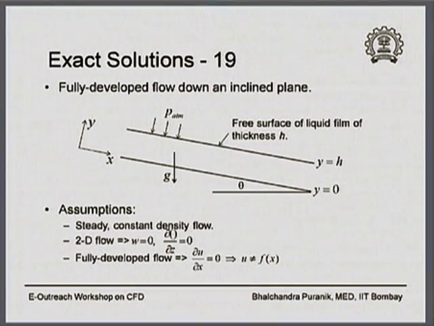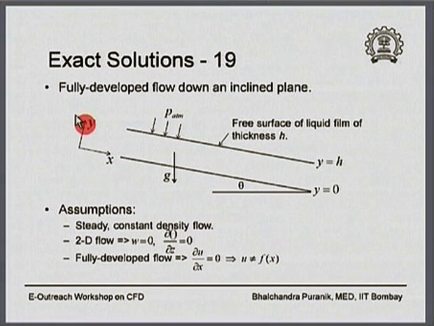Okay, so welcome back. Here is a situation which is what we call a fully developed flow down an inclined plane. What we have, as my highlighter is tracing right now, is an inclined plane, inclined at an angle of theta with respect to the horizontal. Gravity is acting vertically downwards. The coordinates are chosen such that the x direction is along the plate and the y direction is along the normal.